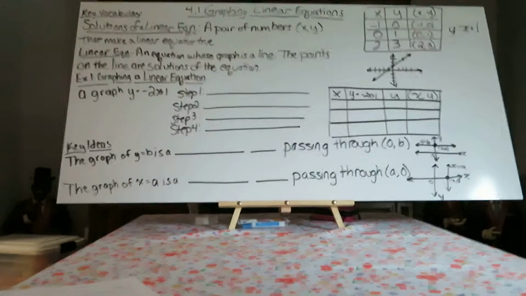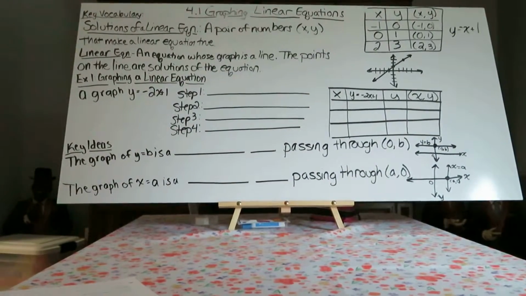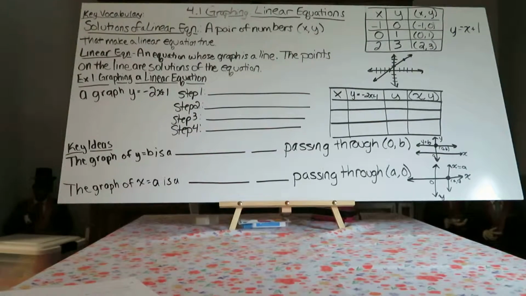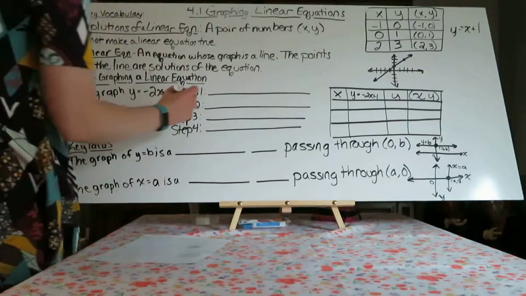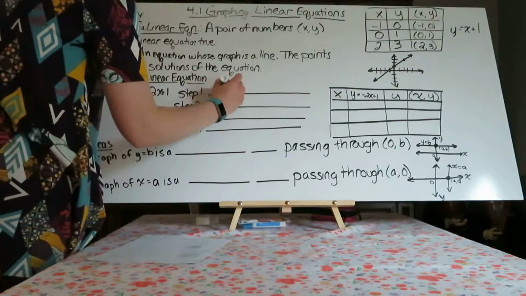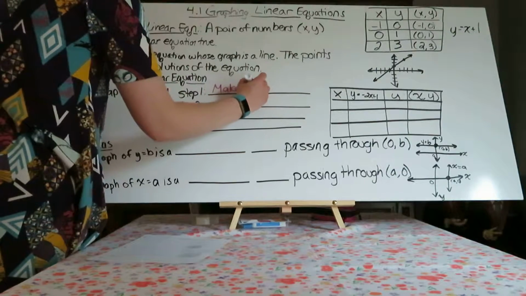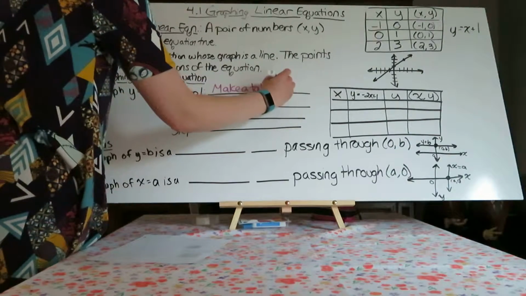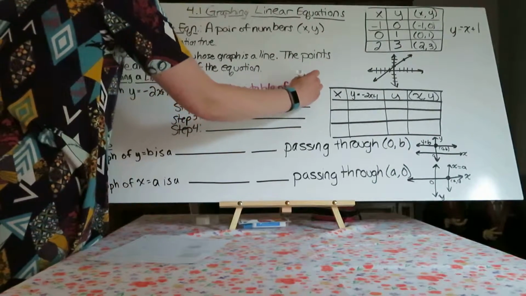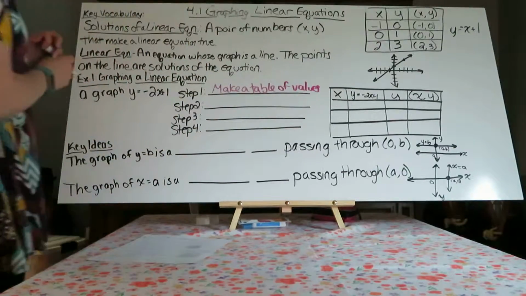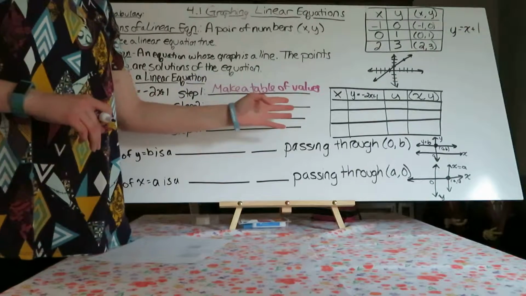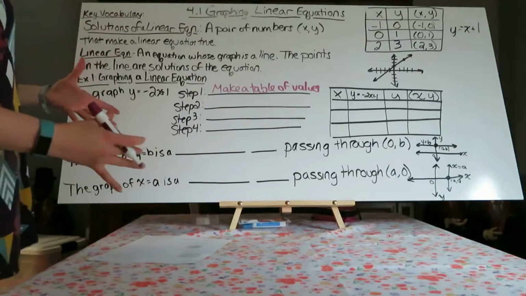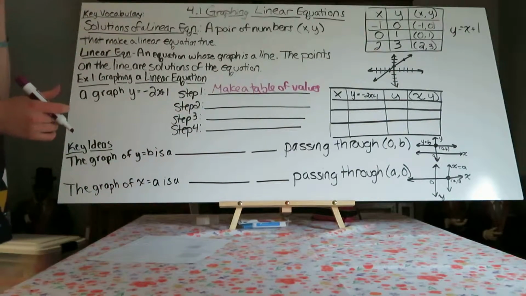So, example 1, graphing a linear equation. Graph y equals -2x plus 1. Well, we have multiple steps that we need to follow. The first one, step 1, make a table of values. This particular problem does already give you a table of values, but that's not always going to be the case when you're doing your homework or working on the test. So you have to know how to set it up.